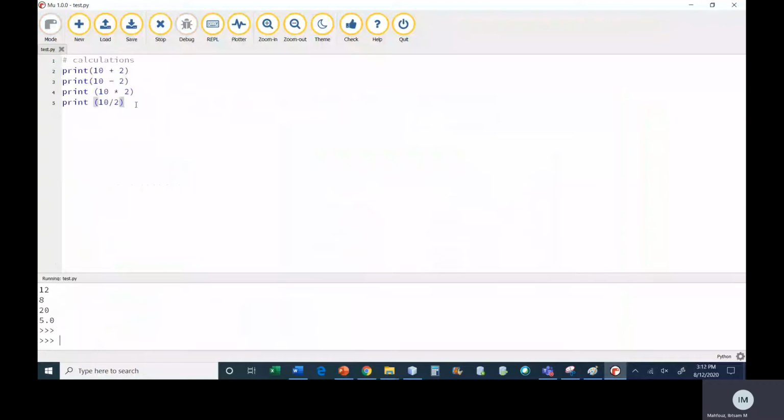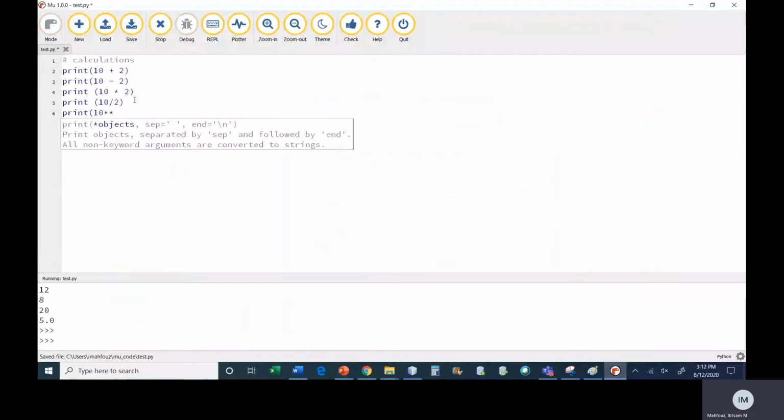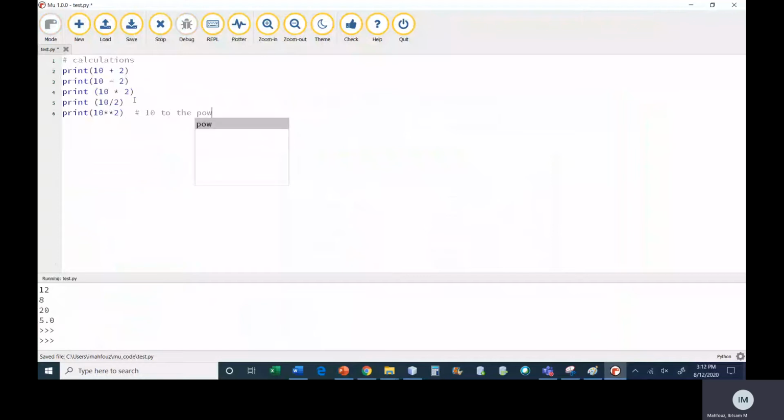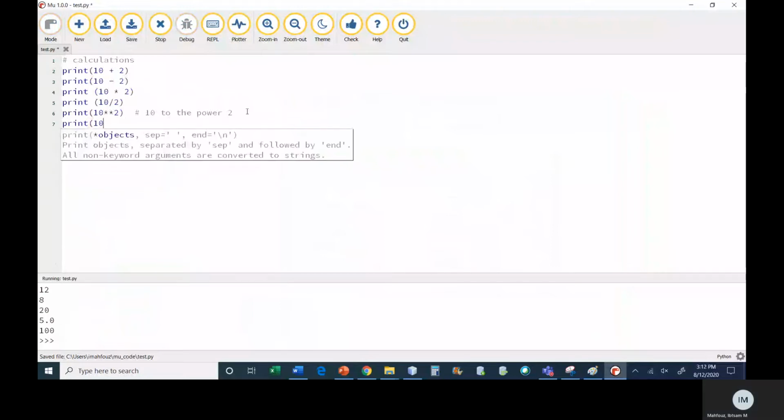Okay. Now, there's also 10 to the power 2. So this is to the power. So this is 10 to the power 2. And so this will give me 100. Let's try that. Okay. And then there's something called the modulus operator.